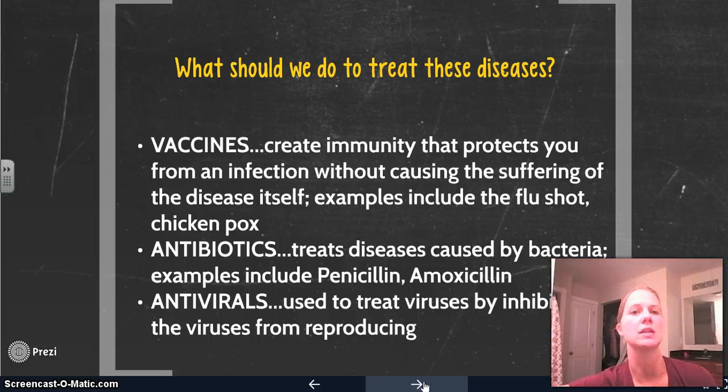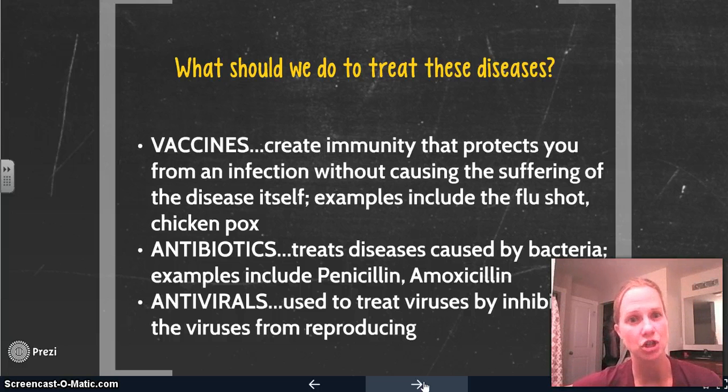So what should we do to treat these diseases? We have vaccines, antibiotics, and antivirals. Very important to understand, a vaccine is taken to help protect you from infection. So I do not take a vaccine if I am sick. If I am sick, I don't get a flu shot. That's not going to help me cure the flu. If I'm sick, I have to take other medicine to help me get better. To prevent getting the flu, I get a vaccine.